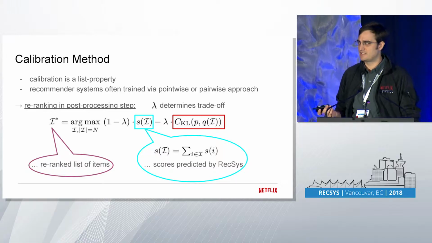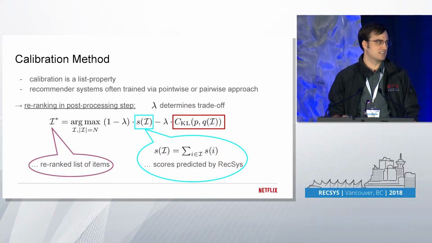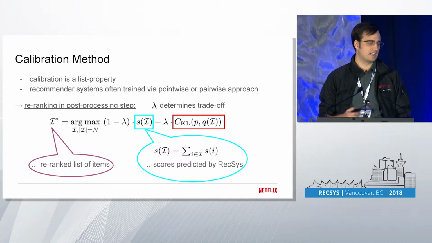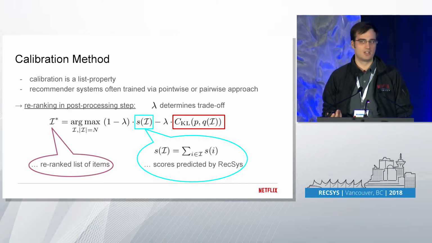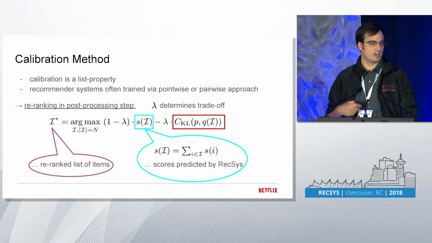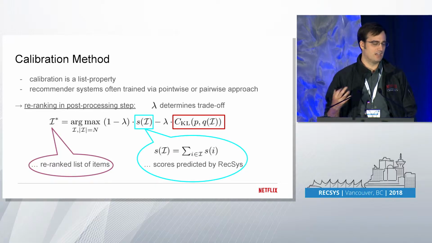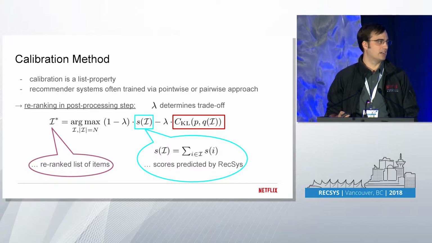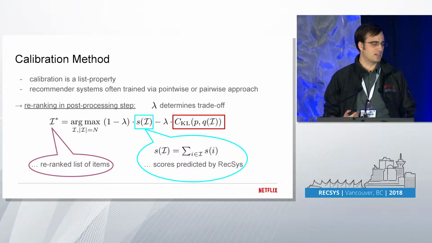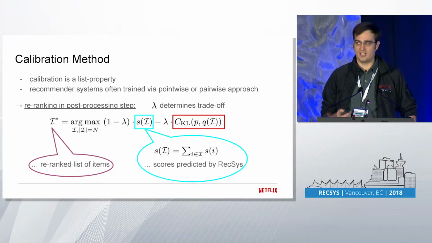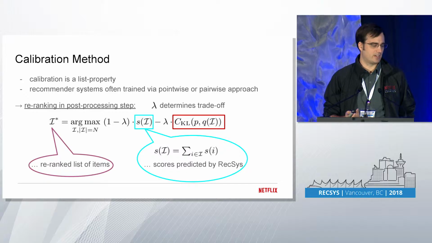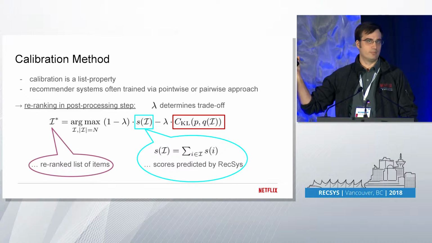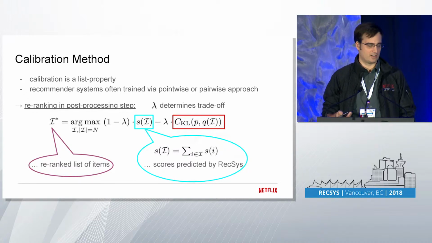Because calibration is a list-based property and recommendation systems are usually trained with either a point-wise or pairwise objective, the easiest way to address calibration is by putting it into the post-processing step of your recommendation system. So you've already run your base recommender, and you get some scores predicted by that system. And then what you want to do is build a re-ranked list of items that maximizes a trade-off between the score predicted by the recommender plus the calibration that you want to provide here. In this case, we subtract off the calibration because a smaller calibration divergence is actually a better score.